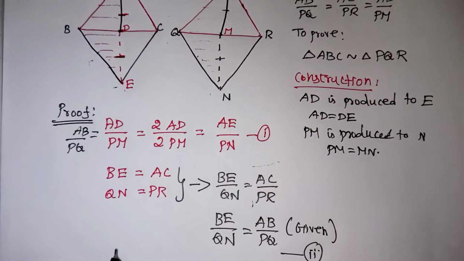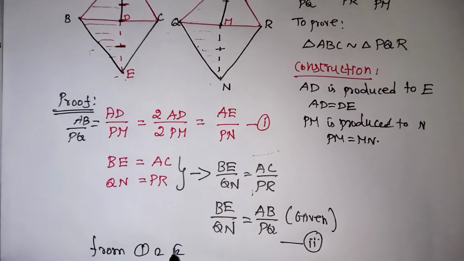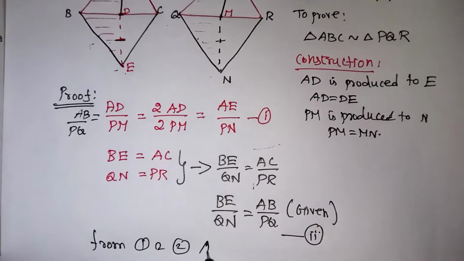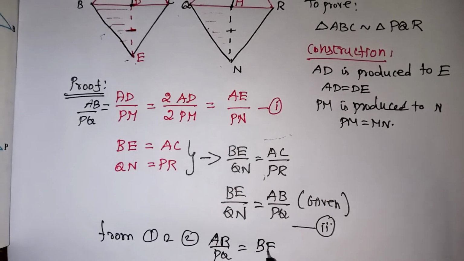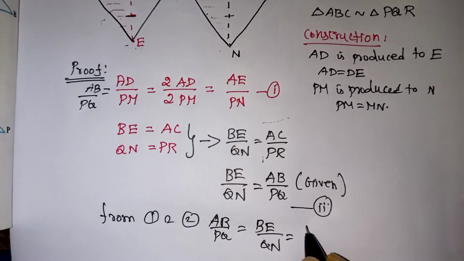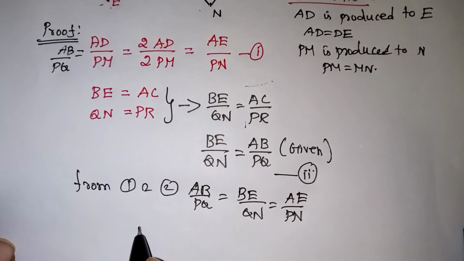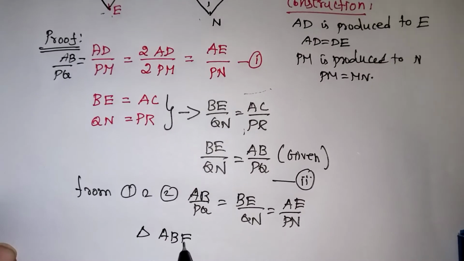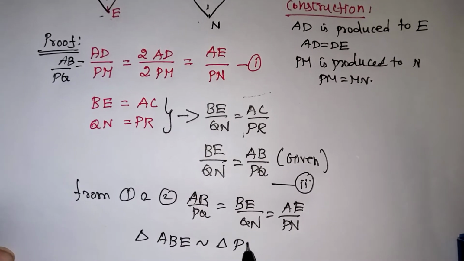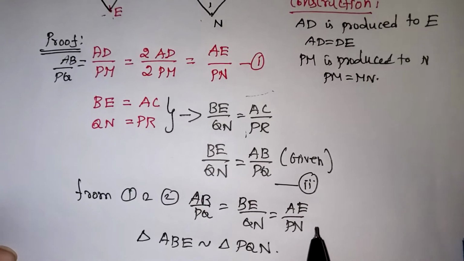So we can write it from 1 and 2, all three are equal. That is AB by PQ is equal to BE by QN, which is equal to AE by PN. All three sides are equal. Then we can state that triangle ABE will be similar to triangle PQN. Definitely they will be similar since all three sides are proportional.